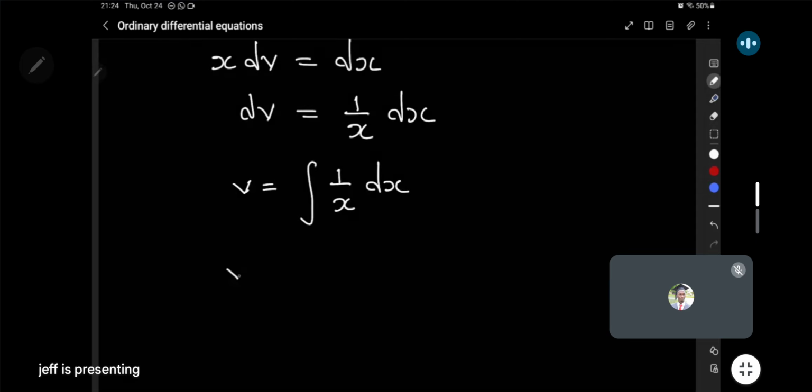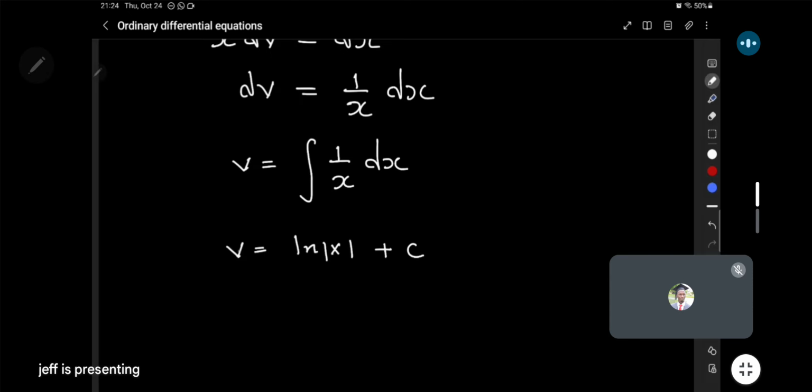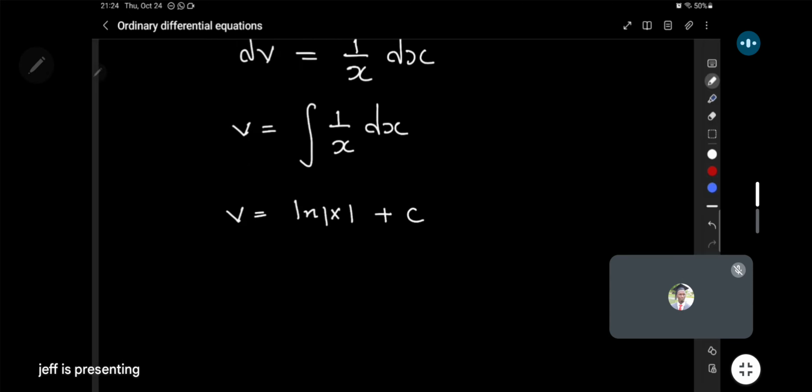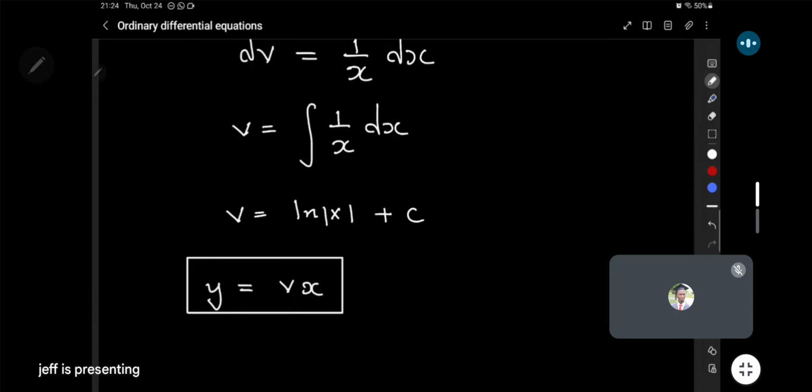Finally, when you integrate 1 over x, that will reduce to just ln x. Since we're done integrating, we introduce the constant c there. After finding the solution to what v is, you now come back to this expression: y is equal to vx. Remember, this was how we defined y.